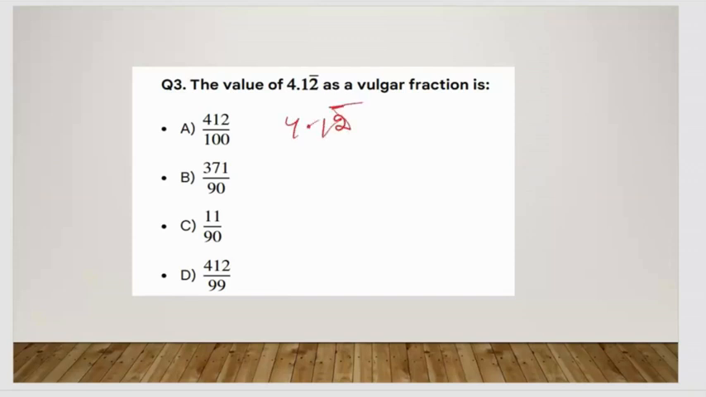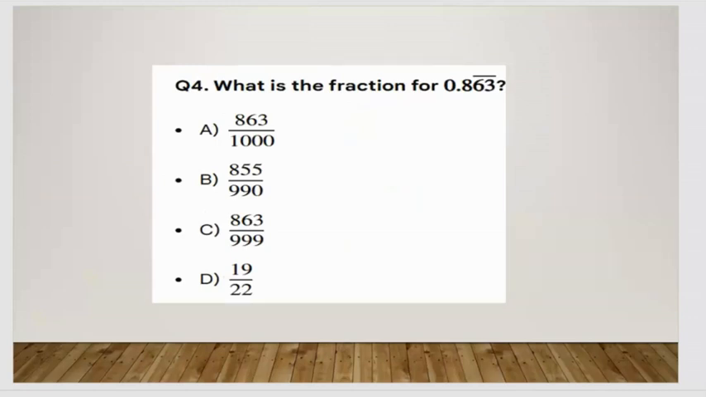One more, 4.12 bar, and bar is only on 2. How are we going to solve this? 4 plus the whole number 12 minus the number which does not have the bar, 1, divided by, only 2 is having bar, so 1 times 9, and 1 does not have bar, so 0. Now you can solve this. 411 by 90, and 411 by 90, when you solve this, you will get 371 by 90. Answer is B. Calculations you can do by yourself.